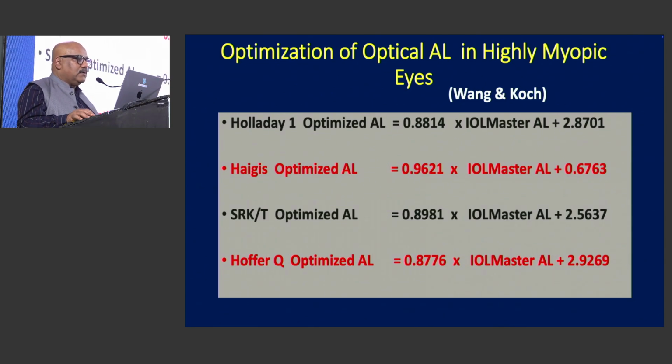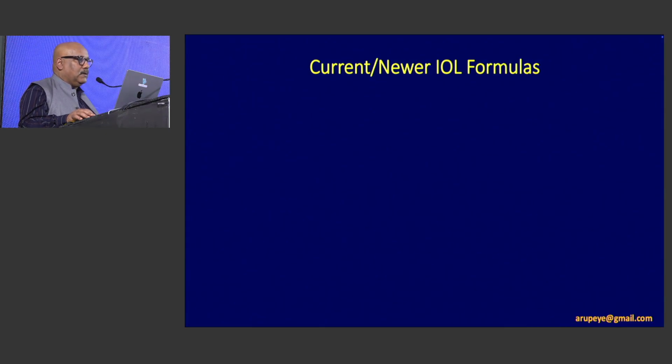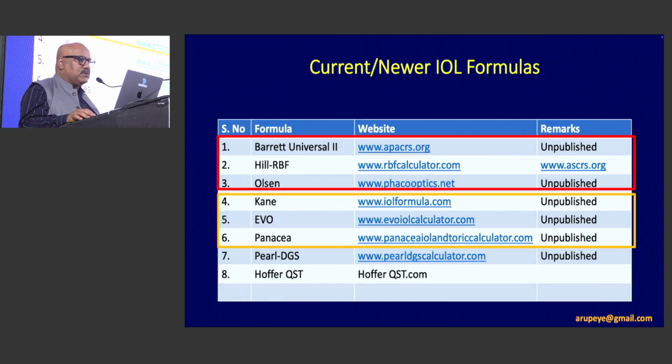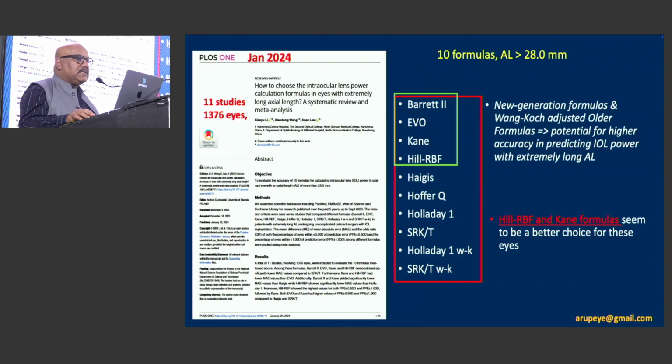In that situation, if we are using the older generation formulas, you have the Wang-Koch optimization of the axial length for optical biometry. These are the formulas which we have been using. Recently, Madhu, there was an article published on eyes with axial length more than 28 millimeters. They found that the Hill RBF and Kane formulas were more accurate in these situations.